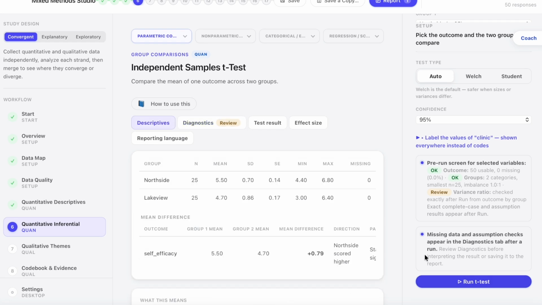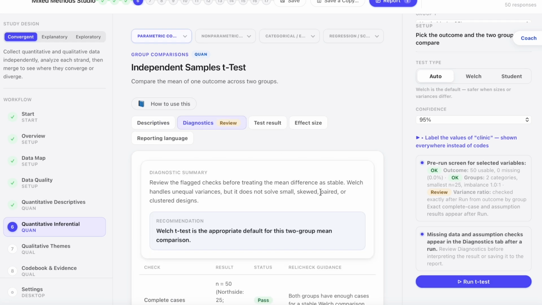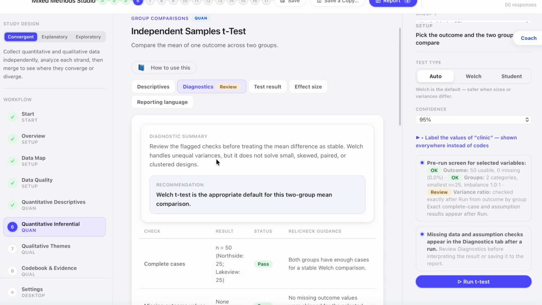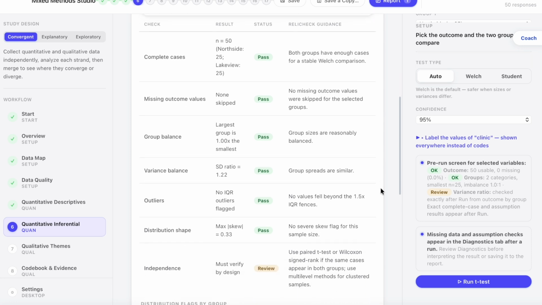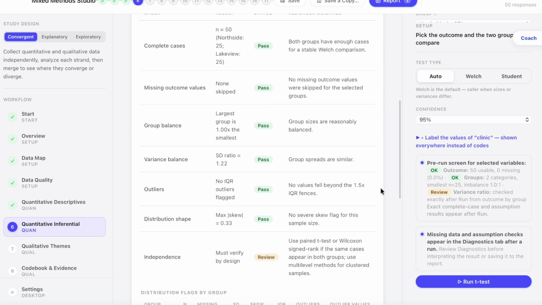Before we even look at a result, I want you to notice the diagnostics review. MM Studio asks you to check its flagged assumptions before you trust the mean difference. It reminds you that Welch handles unequal variances, but Welch does not fix a small, skewed, paired, or clustered design. Here, it raises one review flag on independence with a plain warning.